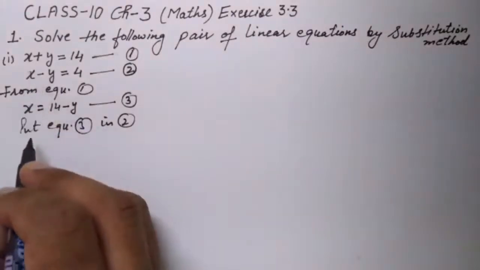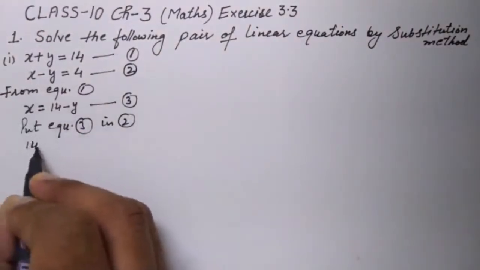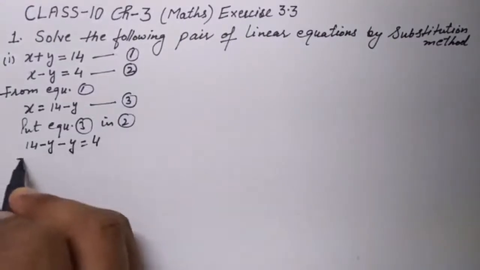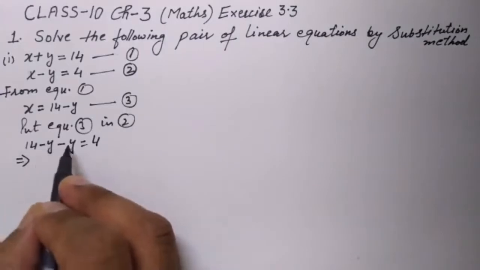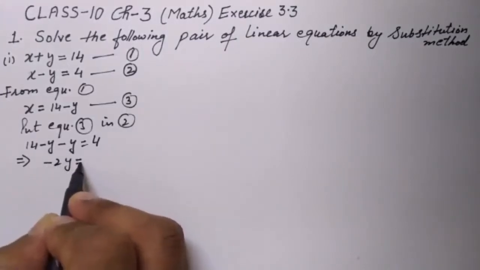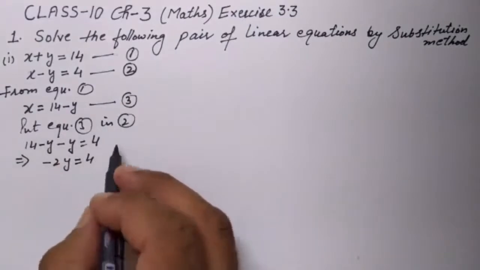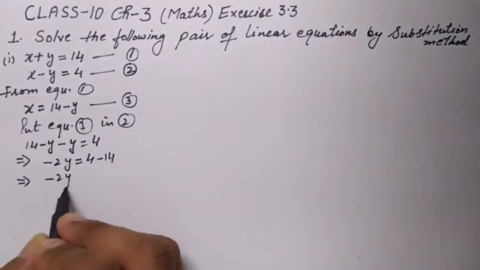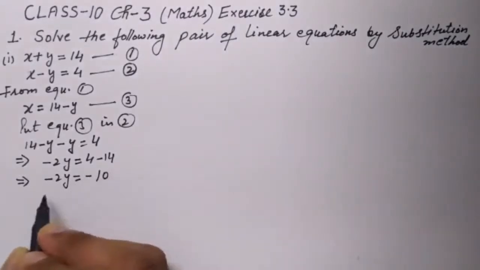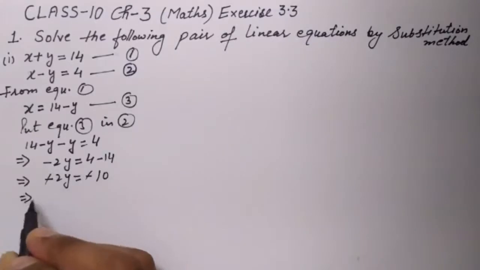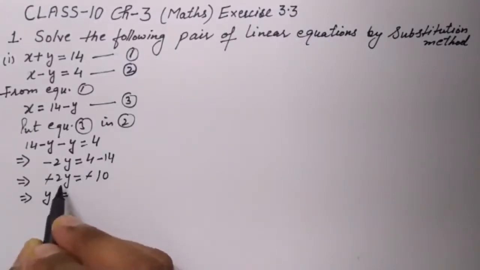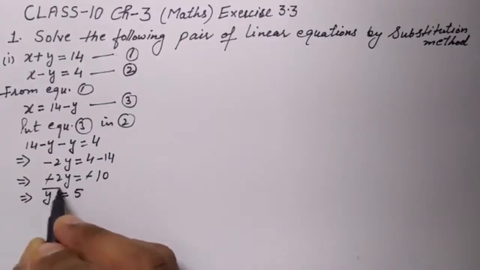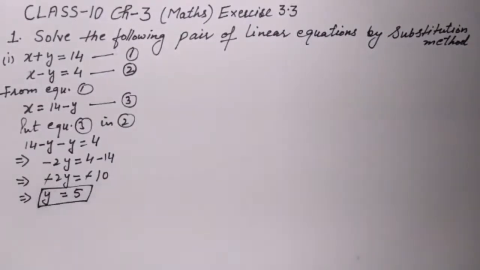So fill here. In place of x it is 14 minus y, and again minus y is equal to 4. So that implies it becomes minus y minus y is minus 2y, and this 14 goes to the right hand side, it becomes minus 14. So it will be minus 2y is equal to minus 10. So minus minus cancelled and we are left with y is equal to, this 2 will go in the denominator, it becomes 10 by 2, that is 5. The value of y is 5.